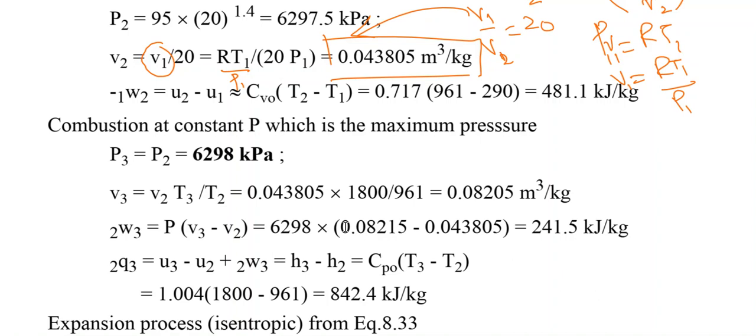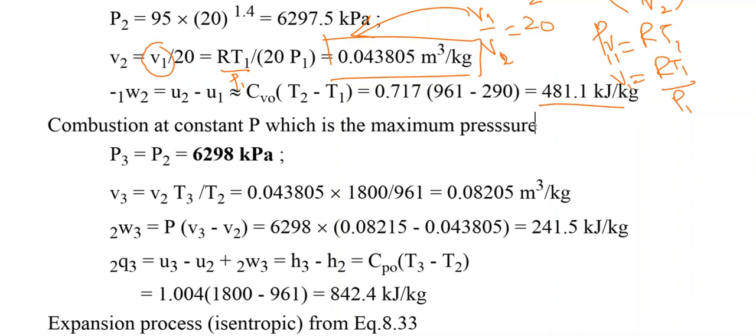So from state 1 to 2, we can find the work done, and the work done would be Cv delta T, and that is equal to 481.1. And obviously that's a negative work. Once we have got the equation done, for the net work, this work needs to be subtracted from the total work.